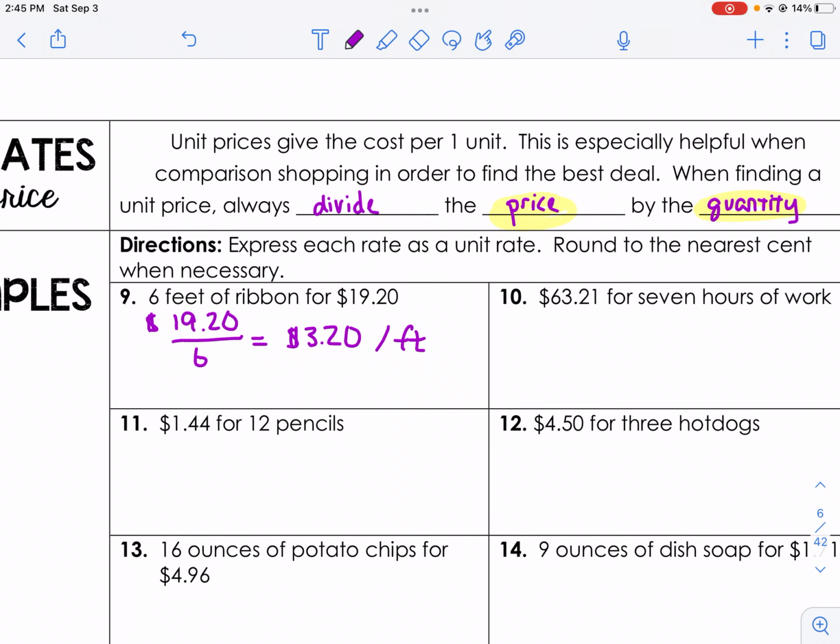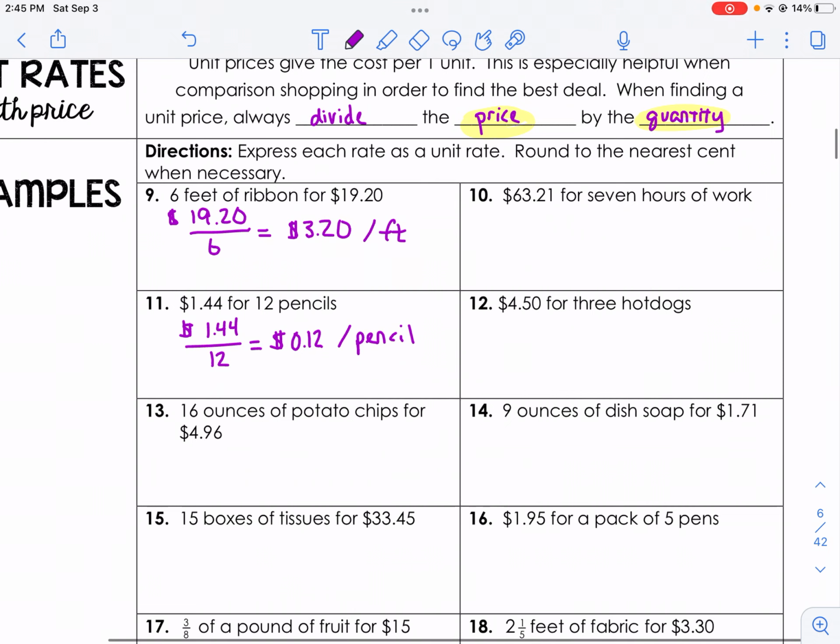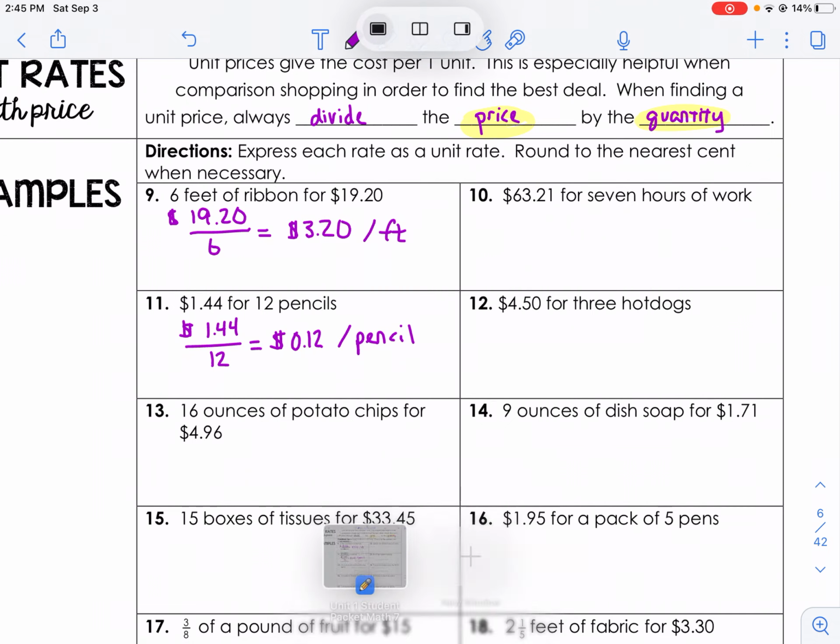Money per foot. For number 11, if we're looking at pencils, because we're buying pencils for school, we'll take that price of $1.44 and divide it by 12. If you know your times tables, this one's not too bad to solve in your head, but you could grab a calculator. That ends up being 12 cents per pencil. The same for all of them. Money comes up top. The price goes up top. So if you look at all these problems, they're written in different ways, but the money always shows up on the top of the fraction, so we can figure out how much per item.